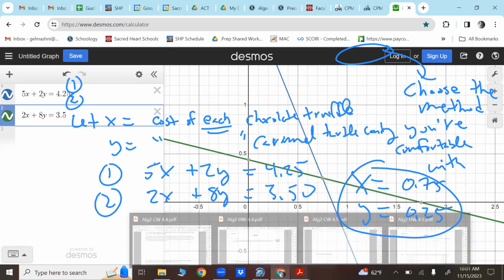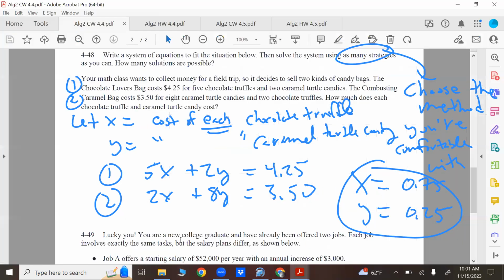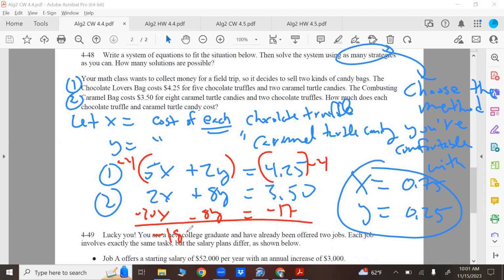It's super easy. But algebraically, my recommendation would be to multiply the top equation by -4. If you do that, you get -20x, -8y. Using a calculator, you get -17. Add them up, you get -18x equals -13.5. X should equal 0.75 if you do that correctly. Then you can solve for y by plugging into the equation, and you should get y equals 0.25. So that's all. Okay, we're good on that one.